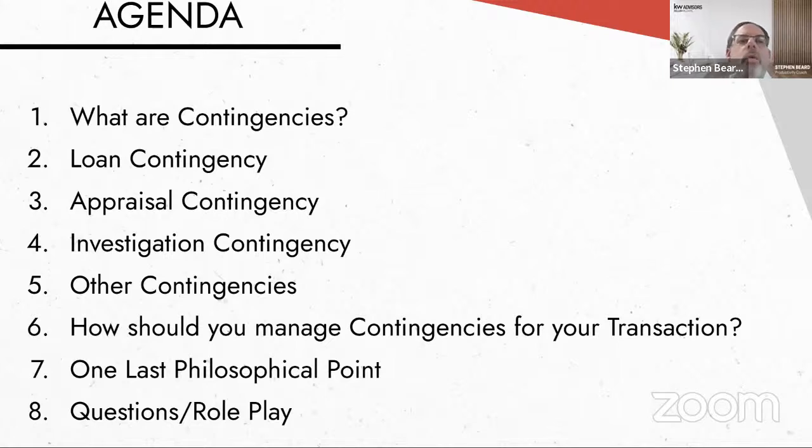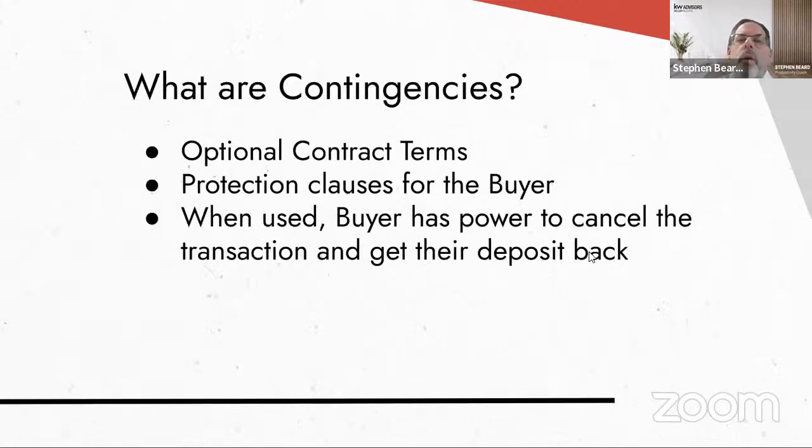Okay, so what are contingencies? A contingency is an optional term in the purchase agreement. It is not required. It is a protection for your buyer. As buyer's agents, you have a fiduciary obligation to protect your buyers. These clauses do that. They reduce the buyer's risks when they buy a home. When a buyer uses these in their contract, they get the power to cancel the transaction and get their deposit back. That's really good, right?